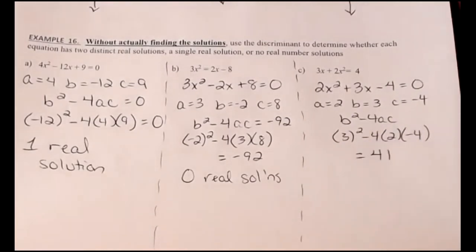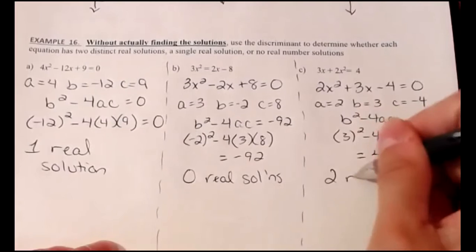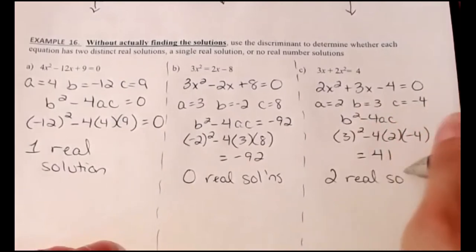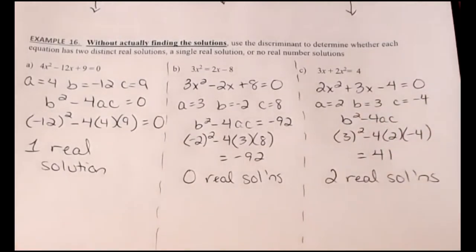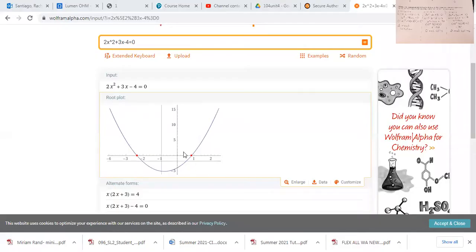Because my discriminant is positive, that tells me I have 2 real solutions. So when I graph this, it's definitely going to cross the x-axis in 2 locations. So we have 2x squared plus 3x minus 4. Let me share with you the graph so that you can see how it crosses the x-axis in 2 locations. Let's share Wolfram Alpha one more time. And here you have it.